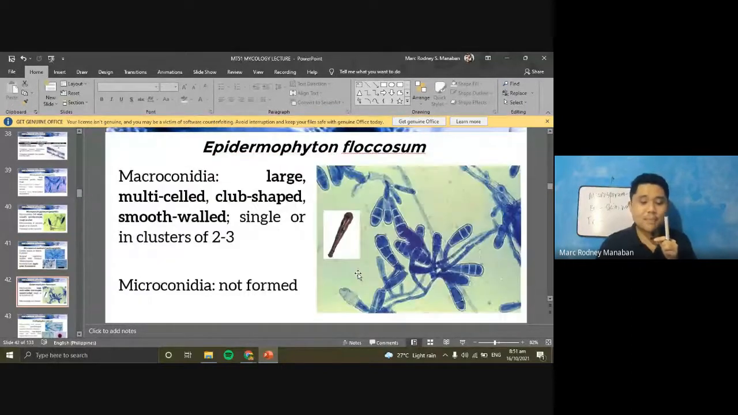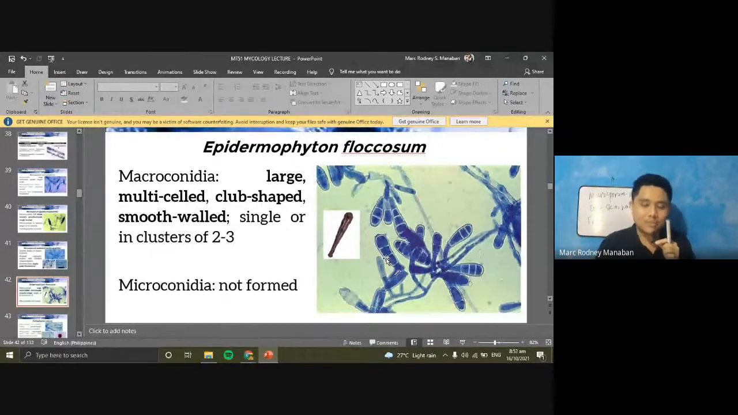Next, your Epidermophyton floccosum, the only Epidermophyton species that affects humans. It is the most common dermatophyte asked in the boards. If they ask to describe the Macroconidia, and the description is club-shaped, multi-celled, smooth-walled, press the buzzer right away, that is Epidermophyton floccosum. Microconidia are not formed, only Macroconidia. As you can see, it's club-shaped, like the weapon club, not the party kind. Alright, charot.